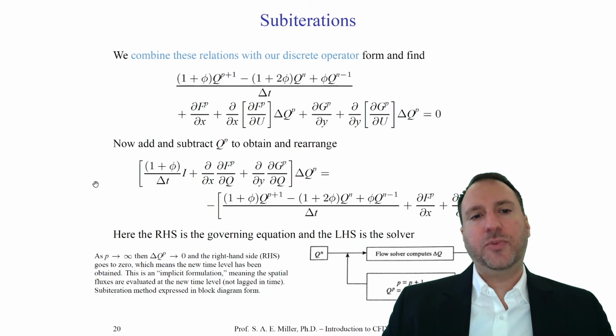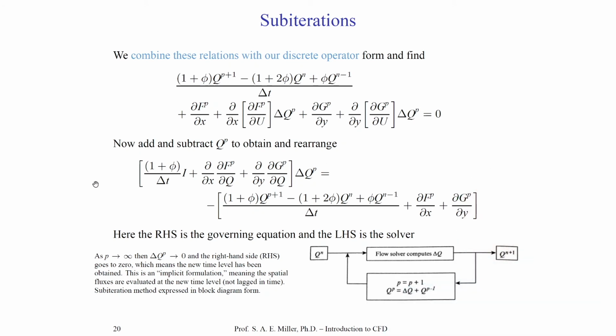To finish the scheme, we would add and subtract q^p to obtain and rearrange and find this final form. This is the kind of form that we would actually use in programming the solver. Here the right-hand side is actually the governing equations, and the left-hand side is the solver itself, which would be used to advance in time.